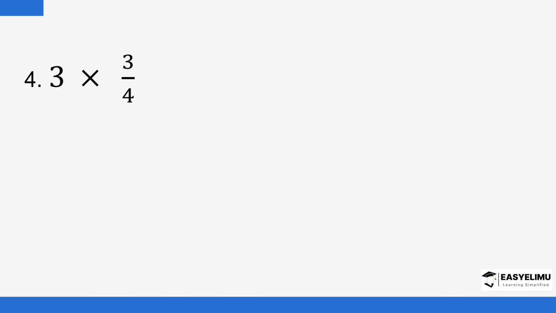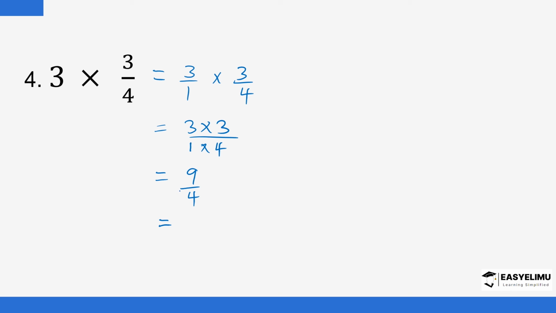So we have example number 4 here. You'll do the same thing. So the number 3 here can also be expressed as an improper fraction with a denominator of 1. So we have 3 over 1, and it's multiplied by 3 over 4. So again, you will multiply the numerators and you multiply the denominators. So 3 by 3, and then 1 by 4. So this is 9 over 4.